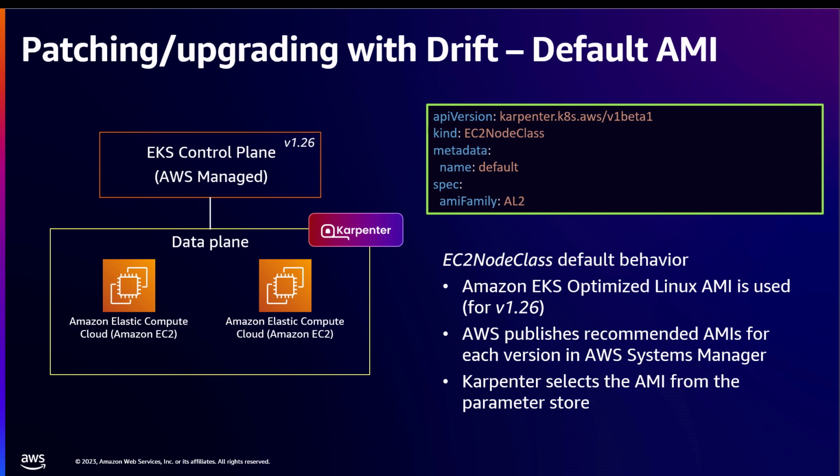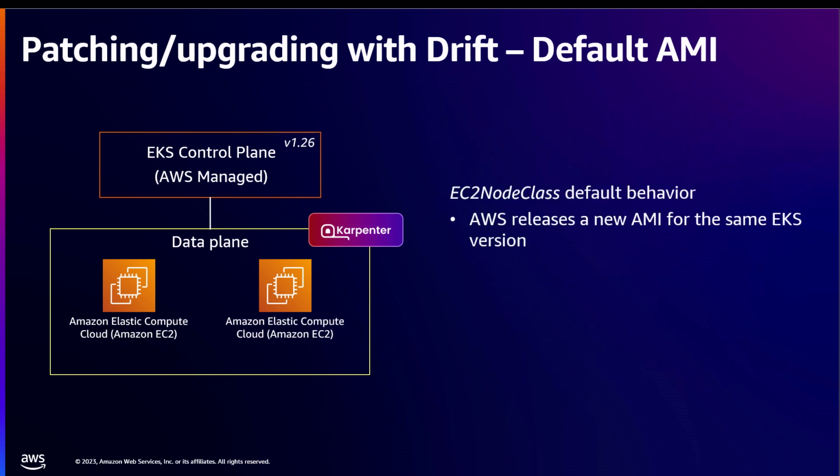Karpenter keeps on monitoring the Systems Manager Parameter Store, and all the Amazon EKS optimized AMIs are published, the names and IDs, into those parameters. Karpenter finds out the latest AMI for the Kubernetes version you are running, in this case version 1.26, and creates the EC2s with those AMIs. So these are the actual AMI IDs for version 1.26 for US East 1.